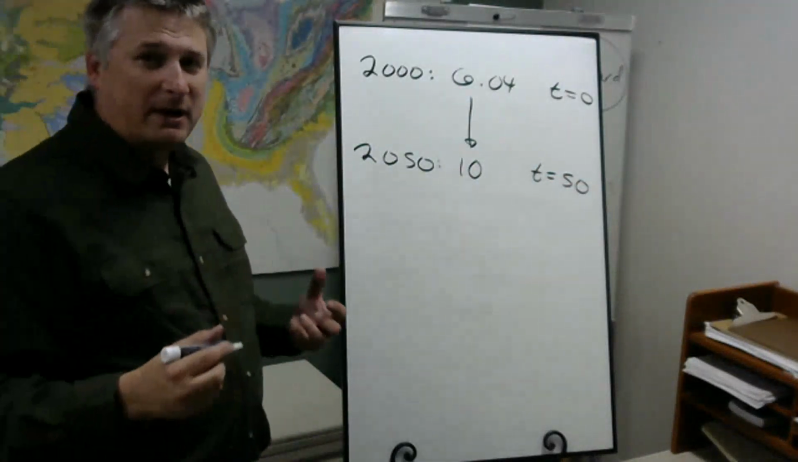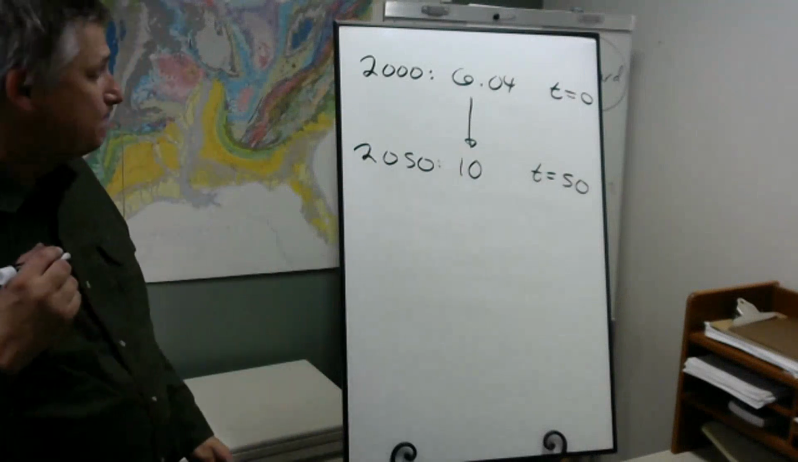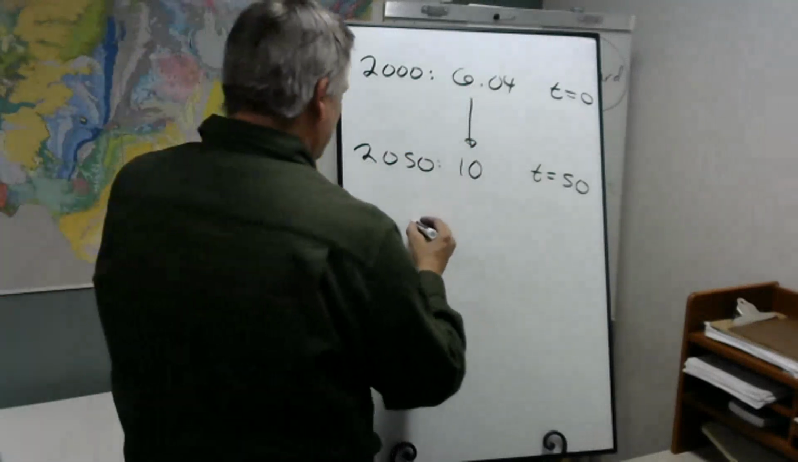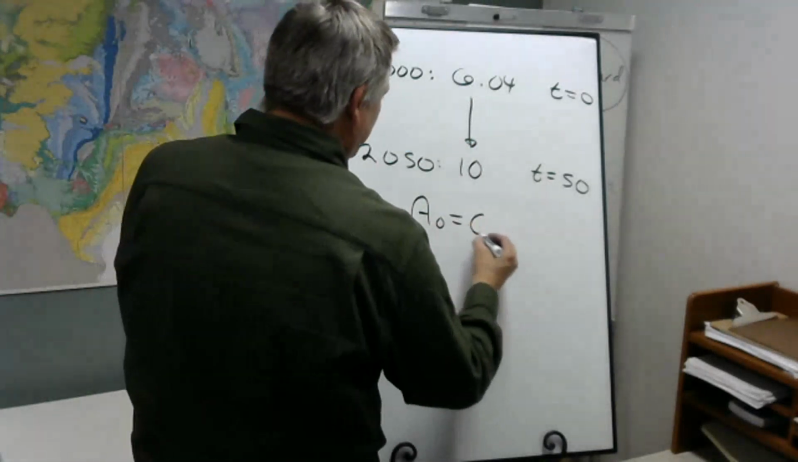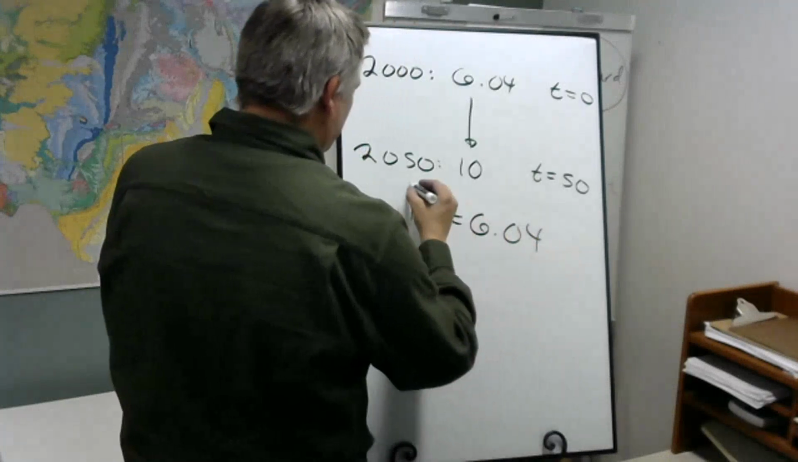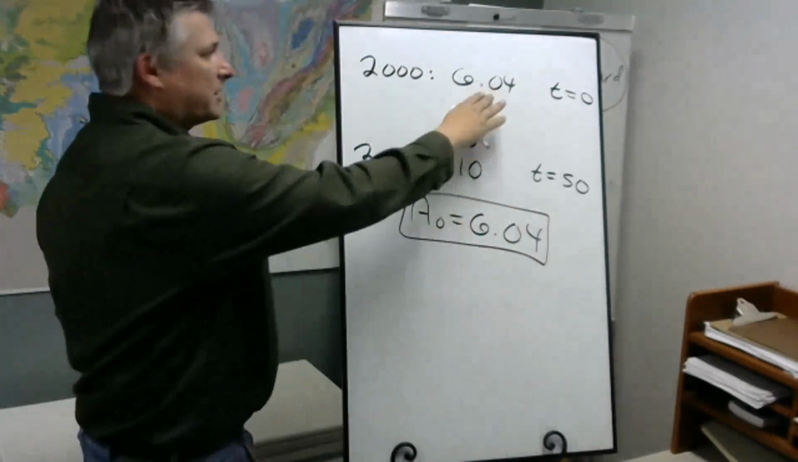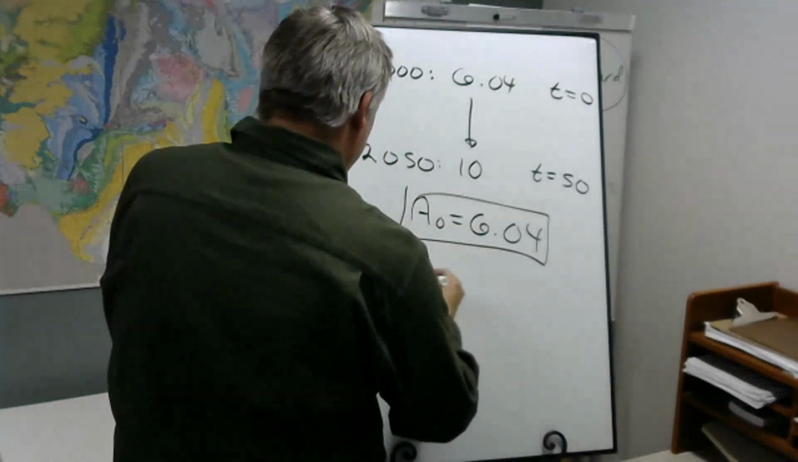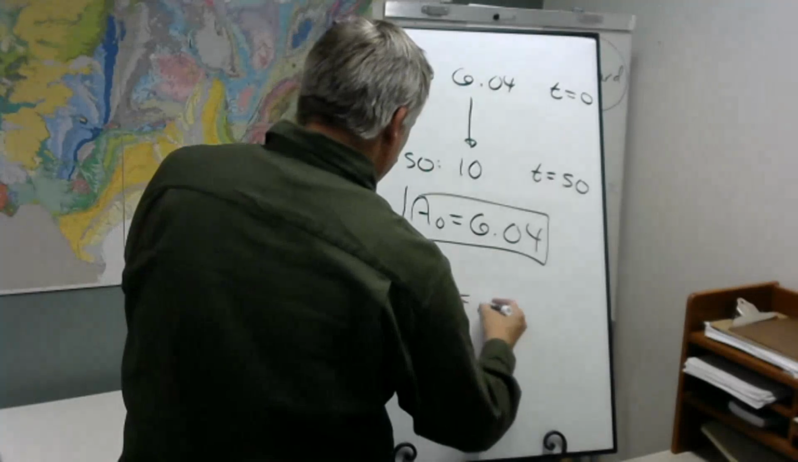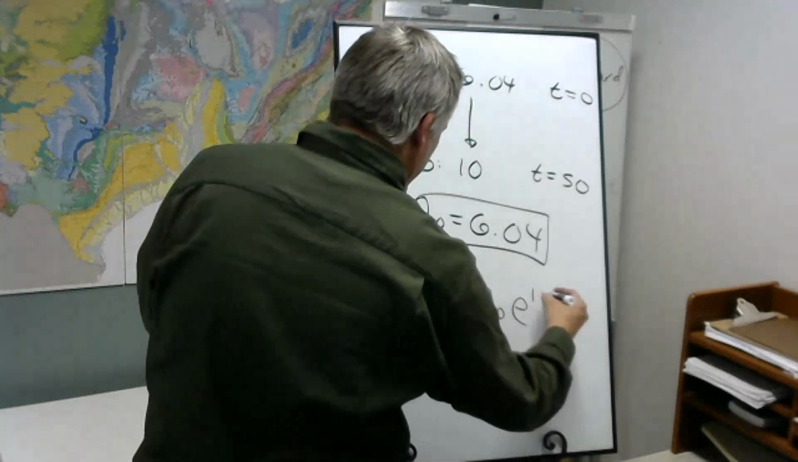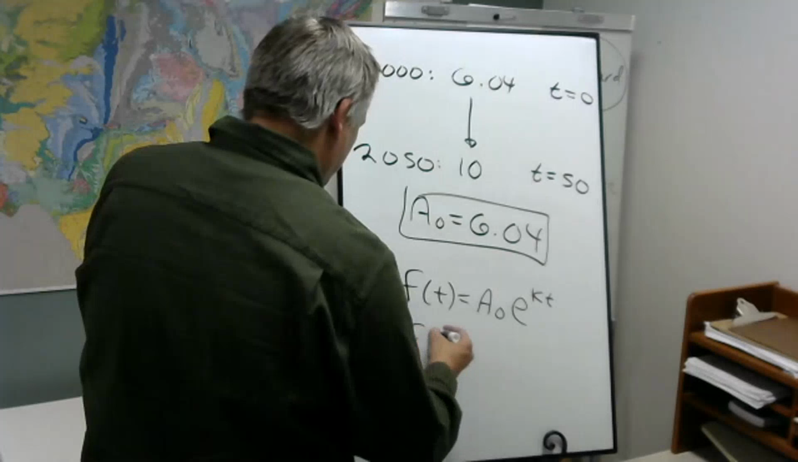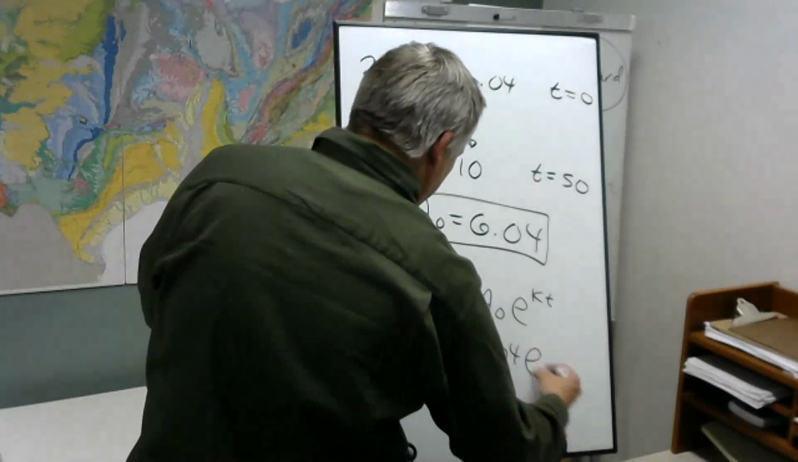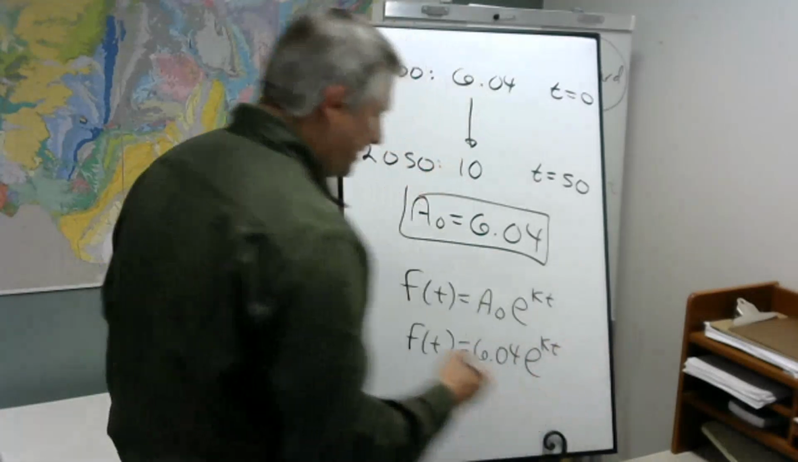Now, we want to find a0 and k. Now, a0 is always the initial population. It's what we start with. So that one's a little bit of a gimme. We're starting with 6.04 million. That's our a0. So that means our f of t, which is a0 e to the kt, we can now update to be 6.04 e to the kt.